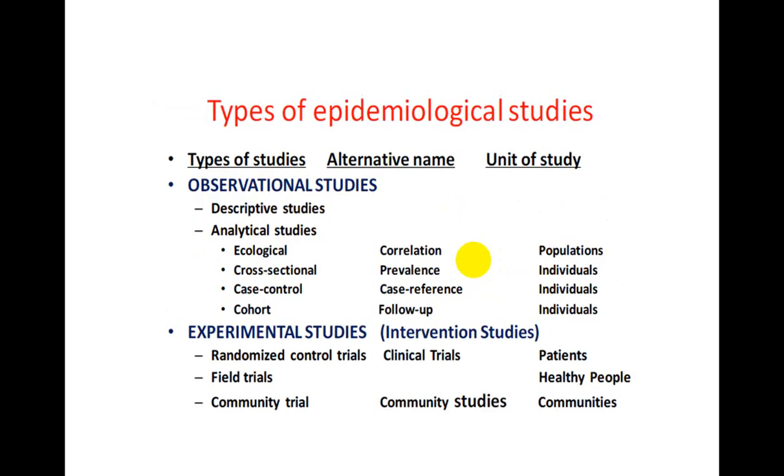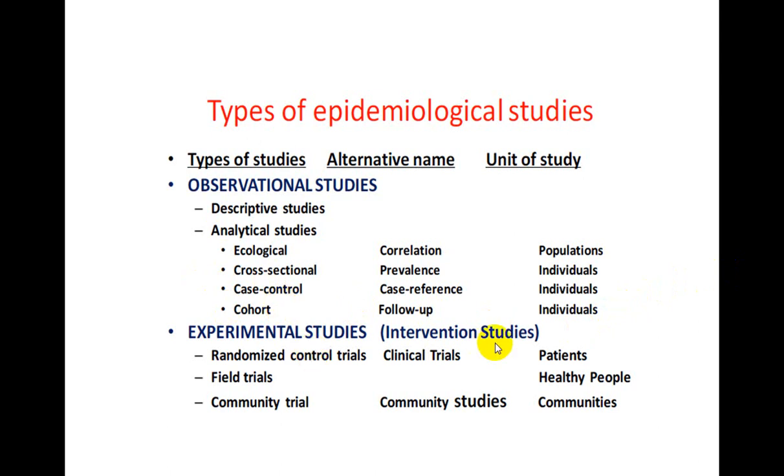These are the types of studies. Types of studies, their alternative names and units of study. Observational studies: descriptive study, analytical study; ecological, alternative name correlational, and the unit of study is the population. Cross-sectional, alternative name prevalence, unit of study is the individual. Case control study, alternative name case reference, and unit of study is individuals. Cohort study, alternative name follow-up, and unit of study is individuals.